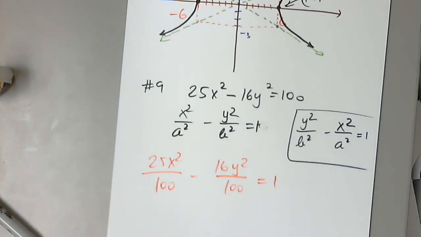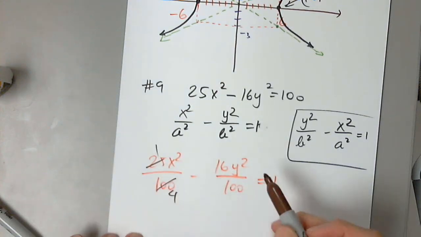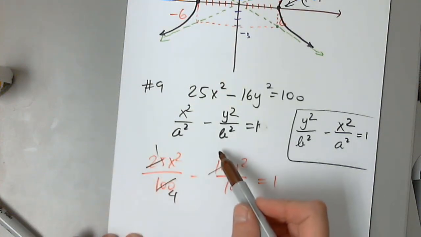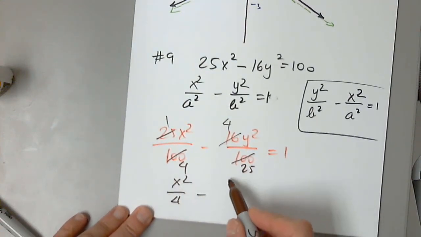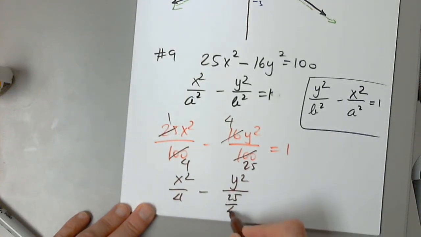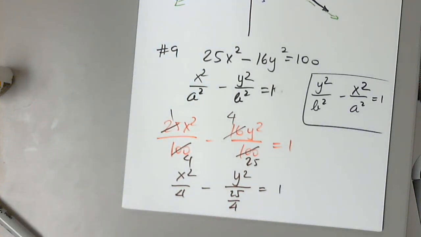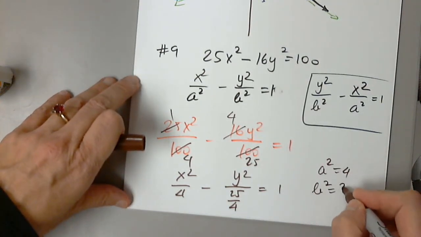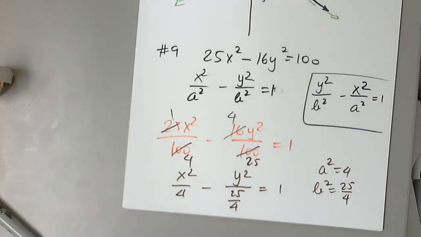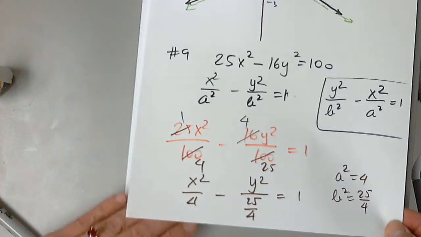And we will simplify. So this will be 4. And when I divide by 4, what do I get? 25. Okay, so then I have x squared over 4 minus y squared over 25 over 4 equals 1. How much is a squared for the hyperbola? Yes. How much is b squared? Any questions? So then a is 2.